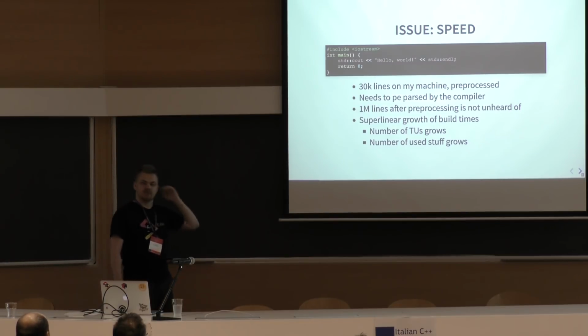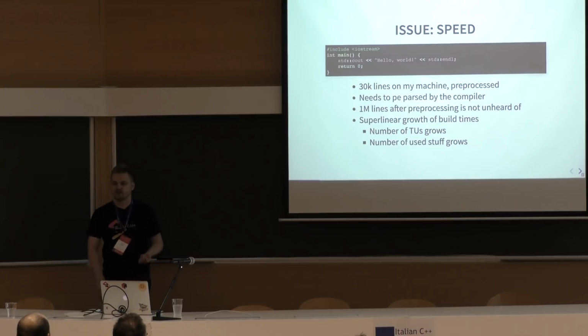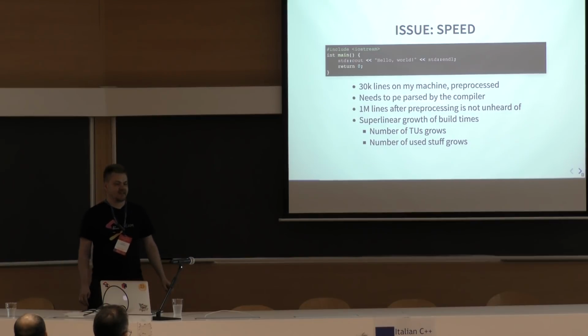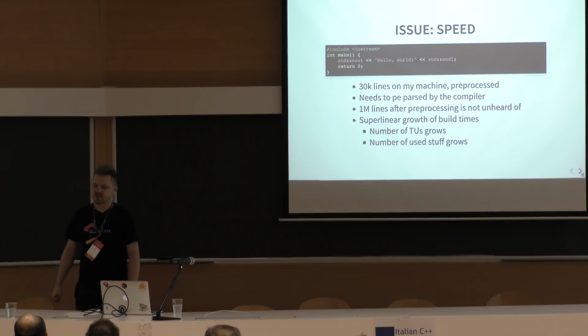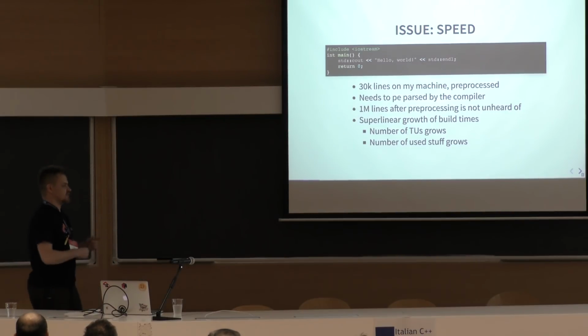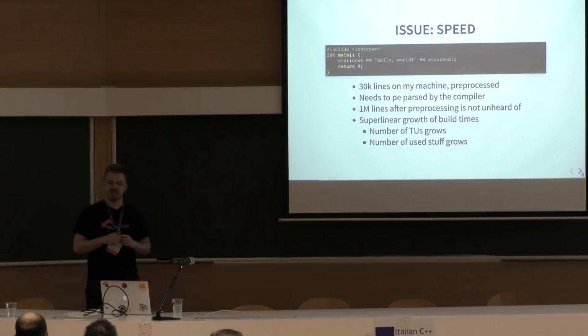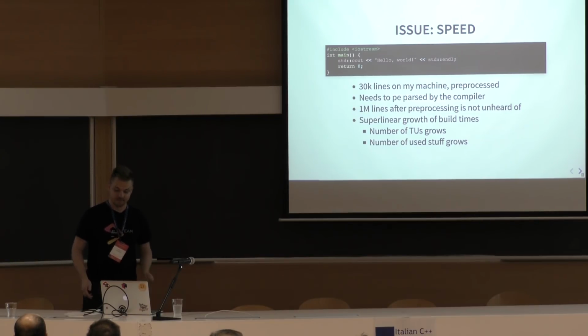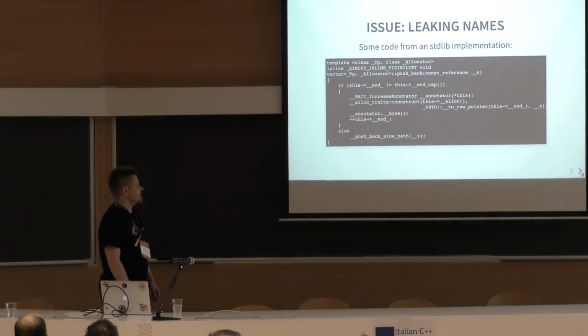And for big companies and big projects, header files with 1 million lines of code after preprocessing are not unheard of. And that's because the amount of code you have to compile for your project grows superlinearly. When your project grows, first the number of translation units grows, so the number of your CPP files, and they also grow in size. Also, the number of connections between translation units and between headers grows. So in practice, build times don't scale when the project size grows. So that's one thing. But that's not all.